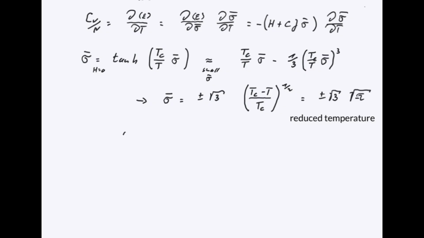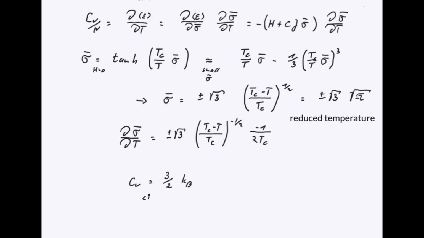From there, we obtain the partial derivative of the mean magnetization as a function of temperature, and using this result in our expression for the specific heat per particle, we see that Cv is given by 3/2 kB, independent of temperature, or proportional to the temperature to the power alpha, where the exponent alpha is equal to 0. The specific heat stays constant in the vicinity of the critical temperature.